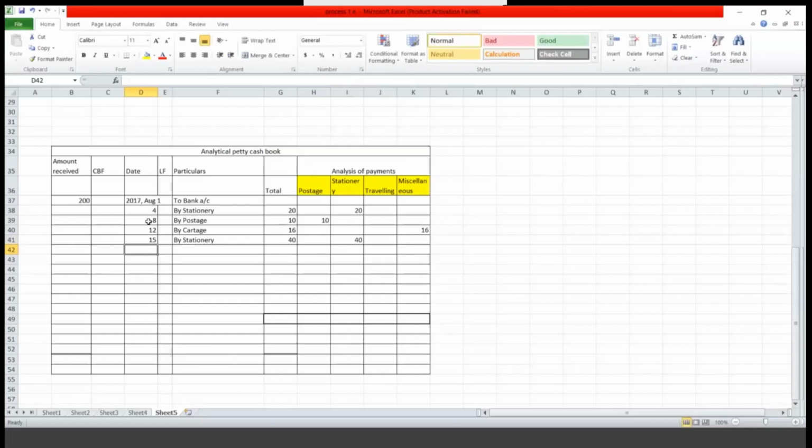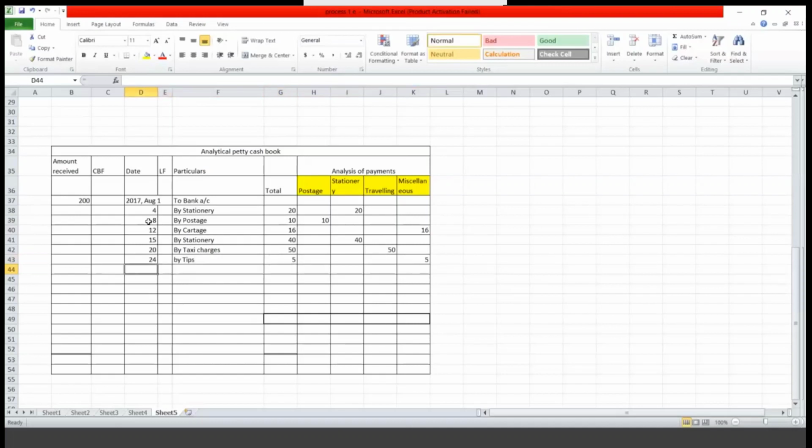Next, after 15th, 20th. Paid taxi charges. So can it be called traveling expenses? Or you can write down by taxi charges also. Anything is fine. What is the amount? 50 rupees. And again we will enter it in traveling expenses. After taxi charges, on 24th, paid for tips, by tips to peons or whoever. What is the amount? 5 rupees. We don't have a separate column for peons or tips, so I am writing in miscellaneous.